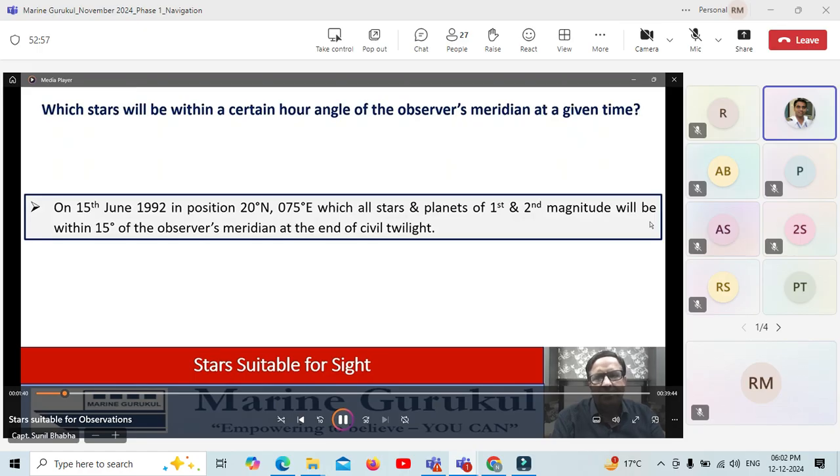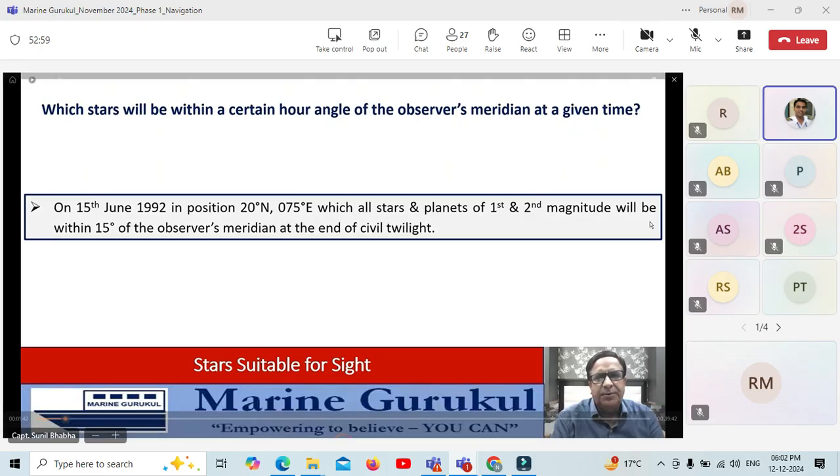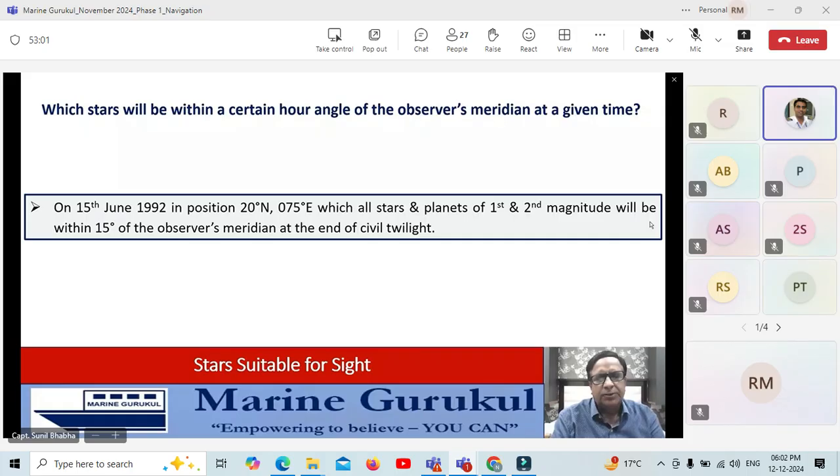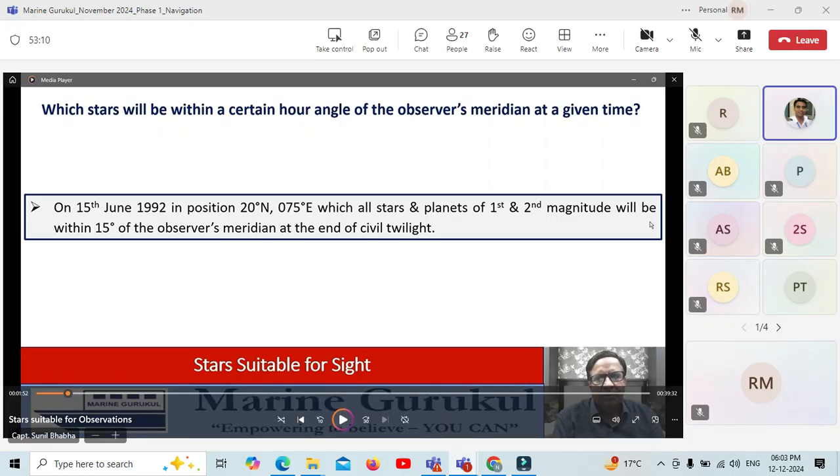The entire process of star identification based on various needs has been divided into a few categories, and we shall see each one of them through some examples. Beta, is the audio video working well? Yes, sir. Clear. Okay, great.